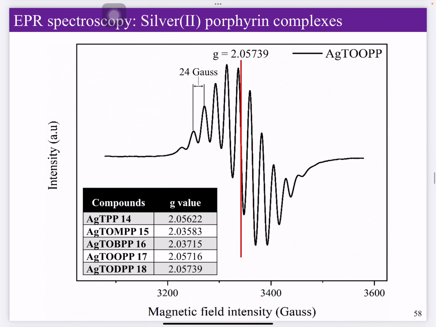The ESR spectrum of silver(II) was observed. That indicates that the silver we focus on is silver 2+, paramagnetic with a square planar geometry. The g values for the silver TPP, TOMPP, and the rest of them range from 2.05 to 2.03.